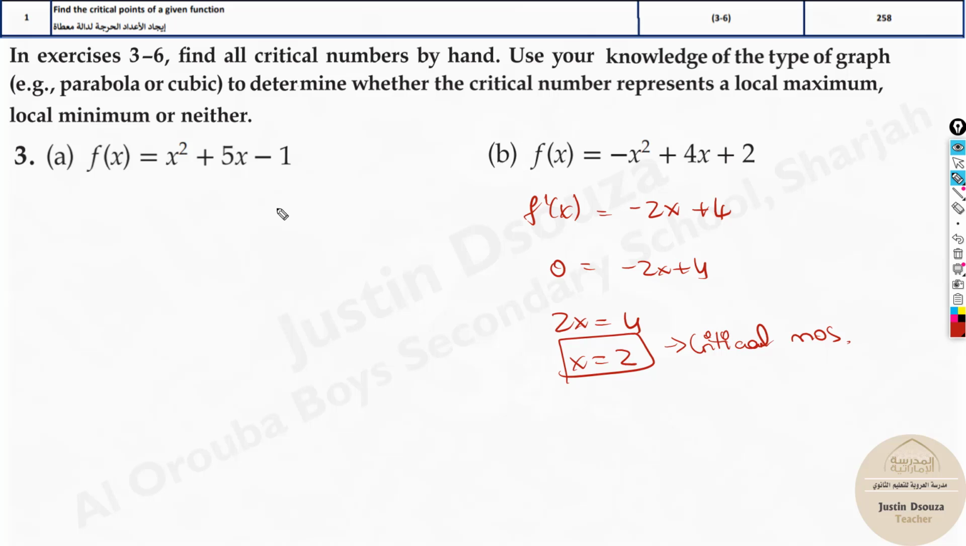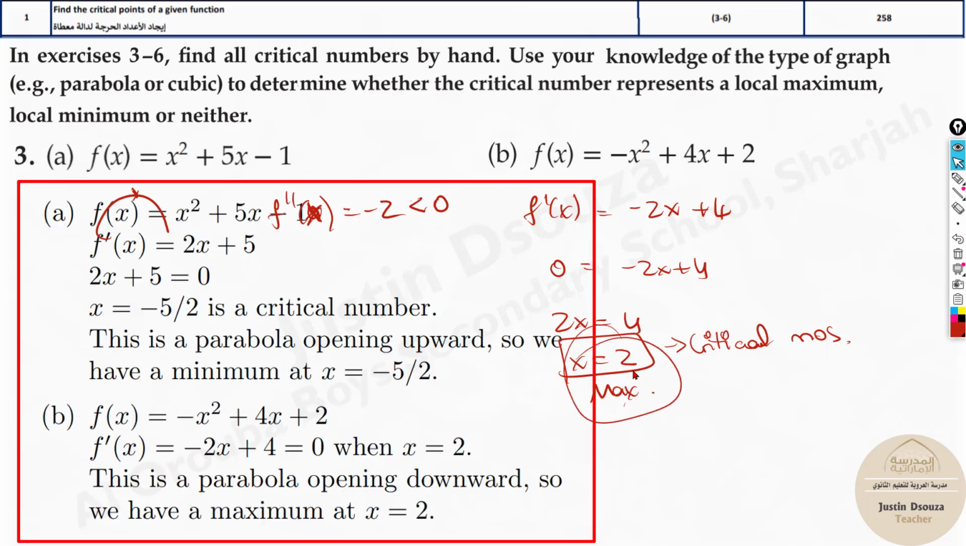But otherwise, you can just do the double derivative. F dash of x is already there. Differentiate it again and you're going to get minus 2. If this is minus 2, that means it's less than 0. Whenever the double derivative is less than 0, it is concave downwards, which means it has a maximum point. In your options, you will have x is equal to maximum, x is equal to minimum. So you need to choose x is equal to maximum point. That's how we solve it.